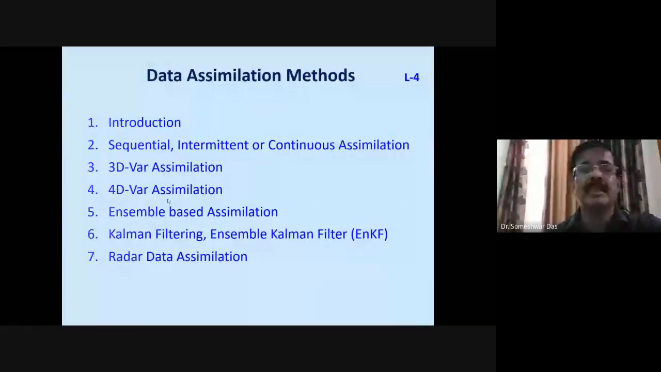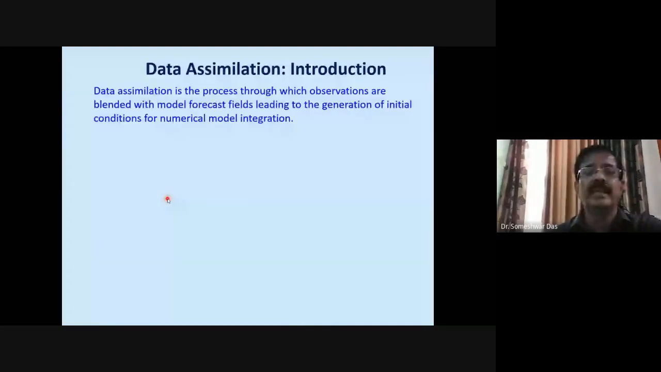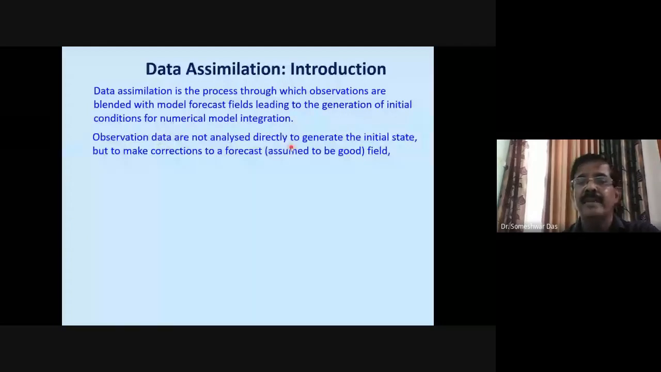The data assimilation, as an introduction, we have discussed and you also by now know about it. It is a process through which observations are blended with model forecast fields, leading to the generation of initial conditions for numerical model integration, right? Observation data are not analyzed directly to generate the initial state, but to make corrections to a forecast assumed to be a good field. Now, yesterday we discussed how we try to correct the first guess. The first guess is a forecast field from the past 6 hours, right?